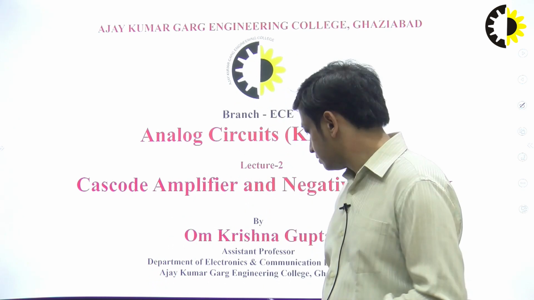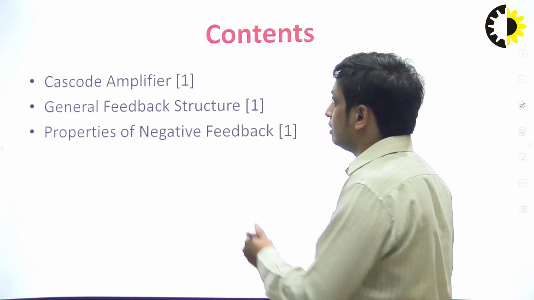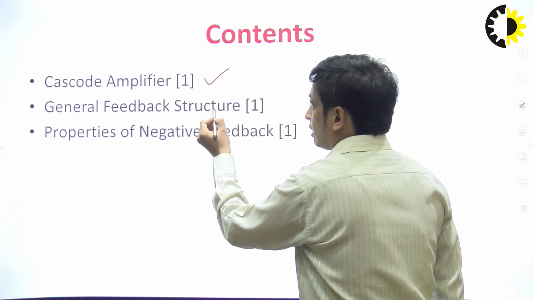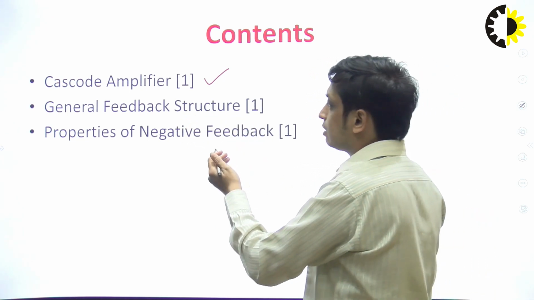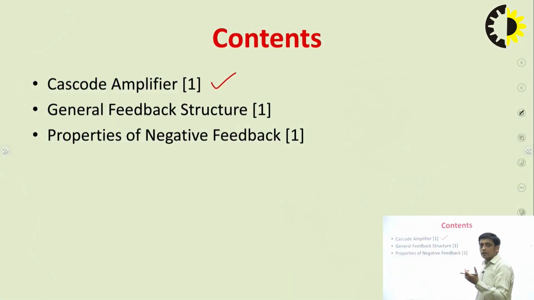In this lecture, I am going to discuss the Cascade amplifier and about the negative feedback structure. So the contents are Cascade amplifier. Then we'll discuss about the general feedback structure, like what are the different types of feedback, and after that we'll discuss about the properties of negative feedback. In the properties, I will discuss about the advantages and limitation of negative feedback.